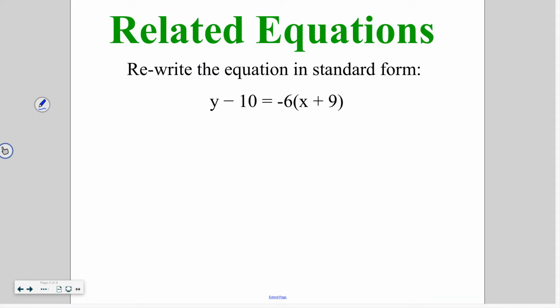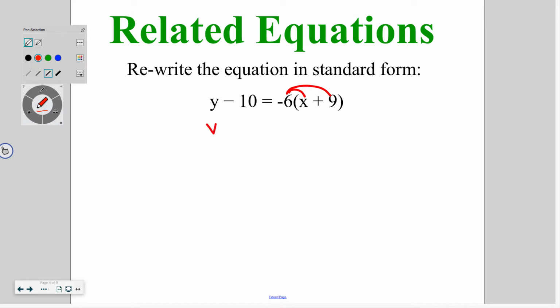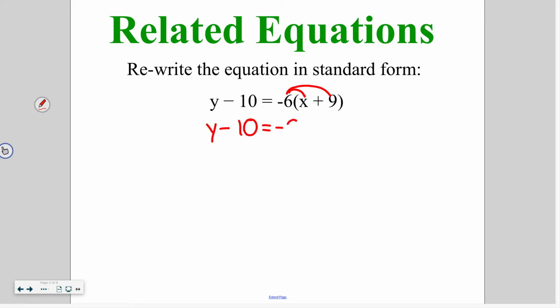So our first example here, we're going to rewrite y minus 10 is equal to negative 6 parentheses x plus 9. The first thing you're going to have to do here is the distributive property. So we're going to do y minus 10 is equal to negative 6 times x, which is negative 6x. And then negative 6 times 9, which gives us negative 54. Then we're going to go ahead and try and follow those rules.